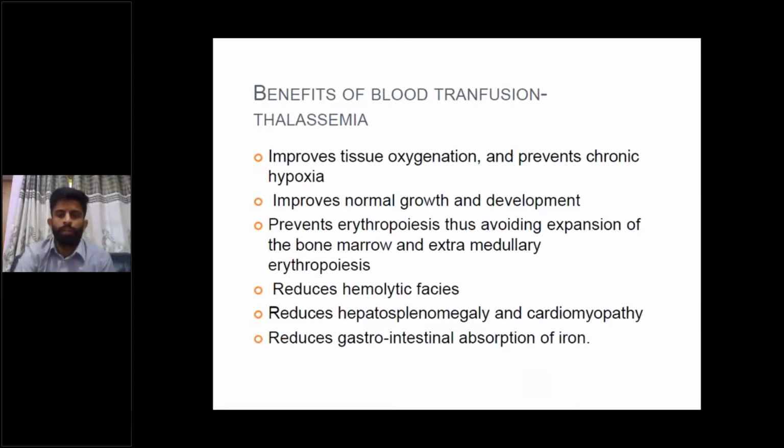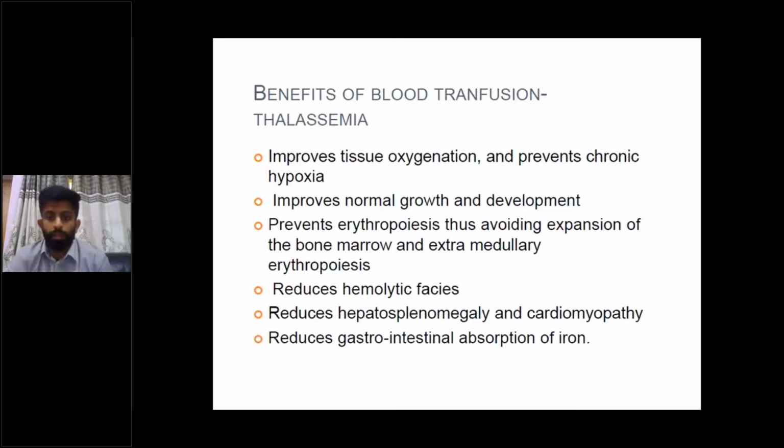And it reduces hemolytic phases also, because the excess production of RBCs is not necessarily done in the bone marrow now because of the transfusions. There is no hemolytic phases, no maxillary hypertrophy or zygomatic hypertrophy, there's no frontal bossing, there's no depressed nasal bridge, there's normal phases. Reduces hepatosplenomegaly and cardiomyopathy.